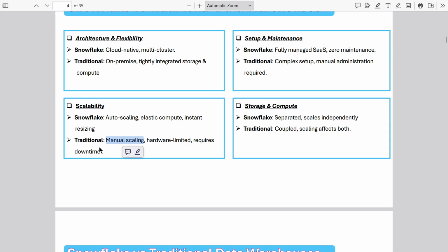Hardware limited, requires downtime, and storage and compute. Snowflake has separate storage and compute engines and scales independently, but in traditional databases they were coupled. Scaling affects both.